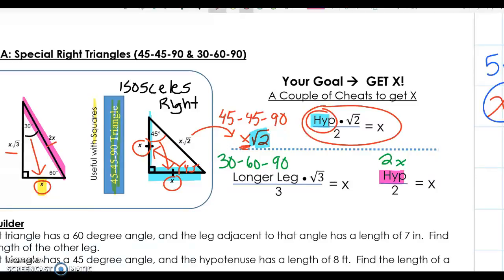But what happens when you get the longer leg? That's the harder one. If we get this longer leg here, that longer leg is considered x times the square root of 3. So to get rid of that square root of 3 and solve for x, just like we did in the last one, you're going to multiply by the square root of 3 over 3. Whatever square root you're trying to get rid of, you're going to multiply by that square root over the number under the square root. And you're going to be able to get x, the shorter side. Let's take a look at an example.